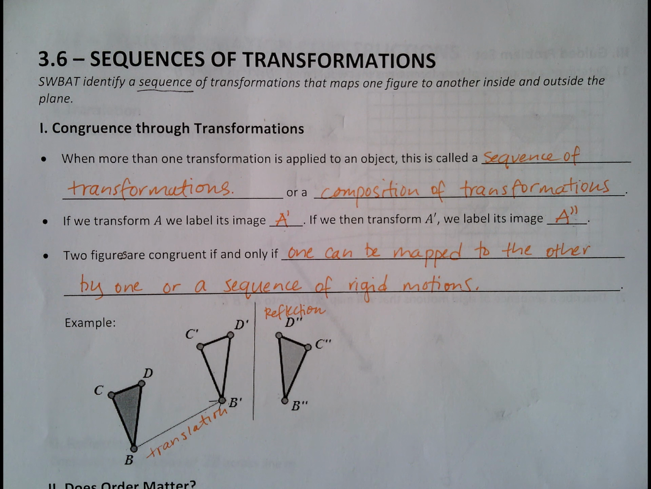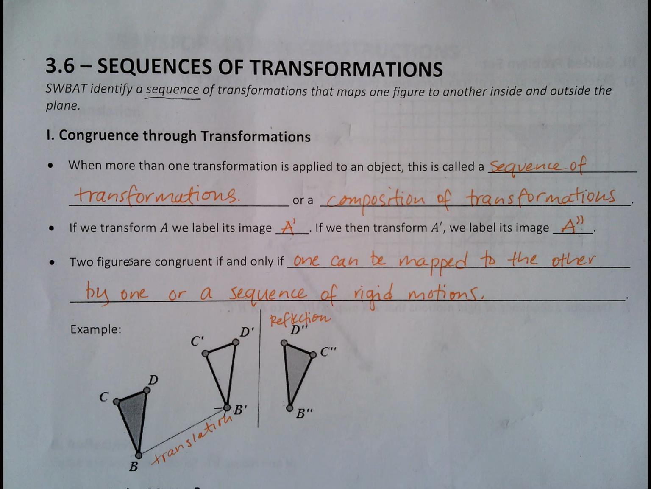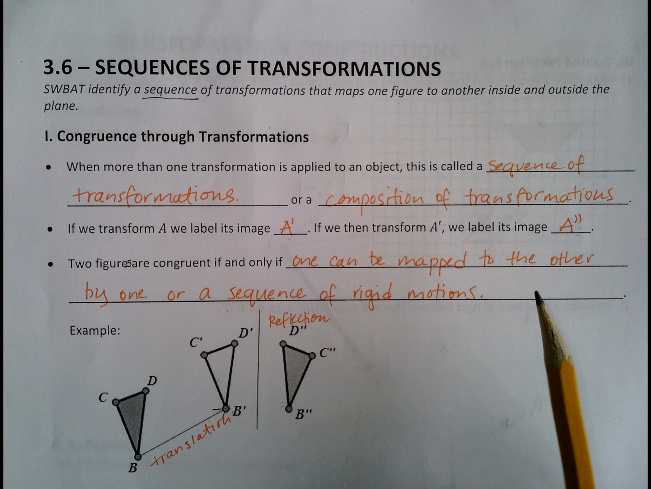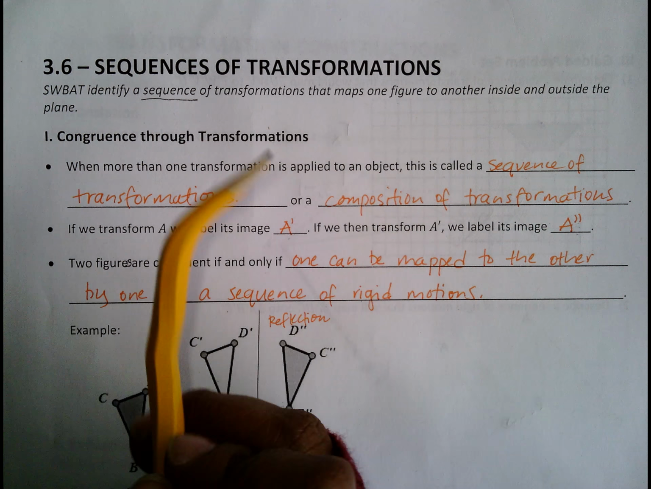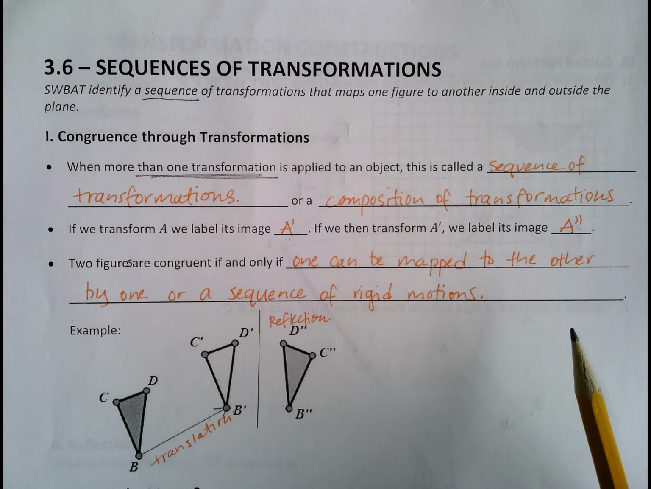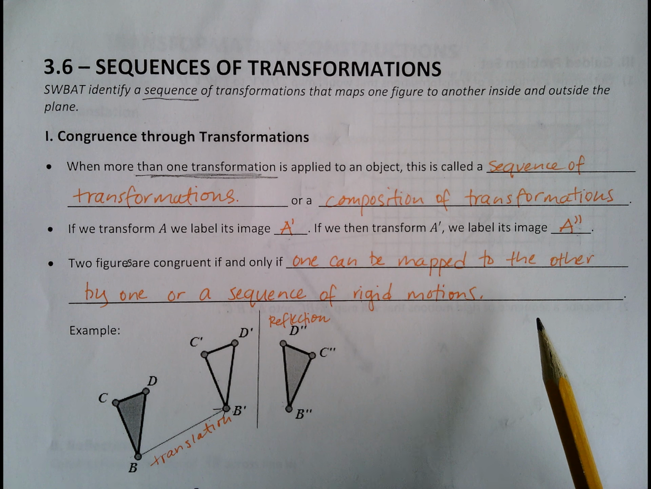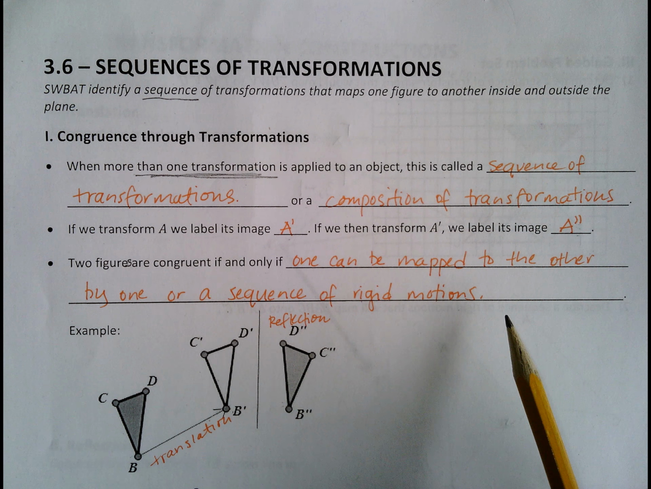If you are given a grid, I'll explain the difference between when you're given a grid as opposed to when you're not given a grid, all right? So when more than one transformation is applied to an object, this is called a sequence of transformations. A sequence of transformations is literally when you're doing more than one transformation in one question. For example, you may have to map a figure by doing a translation and then a reflection or a rotation. Mapping just means moving something to a different location.